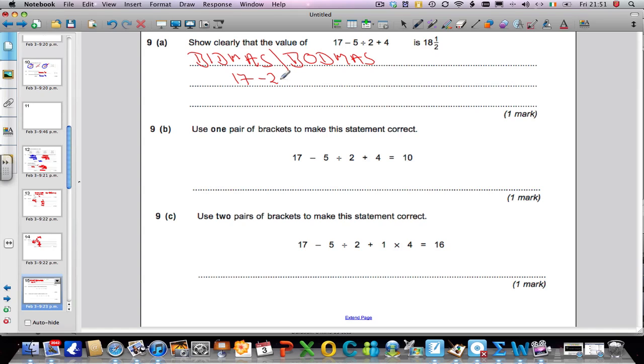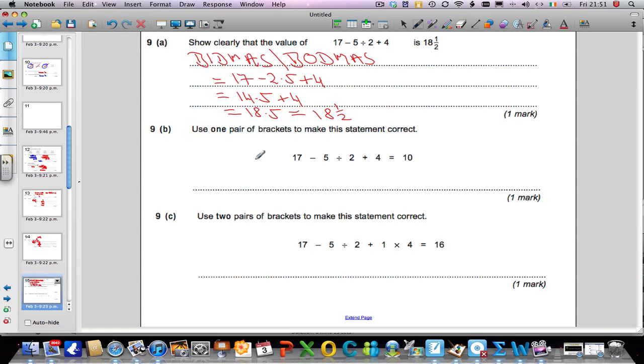So it's going to be 17 take away, what's 5 divided by 2? Well, it's 2.5. And then I'm going to add 4 to my answer. 17 take away 2.5 is 14.5, and 14.5 plus 4 gives us the 18.5 that we were looking for, which is the same as 18 and a half.